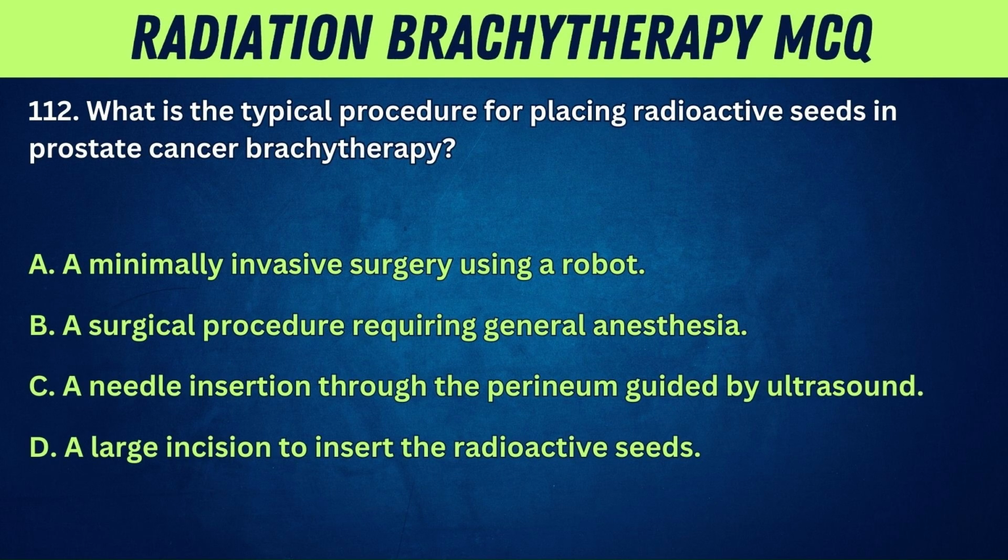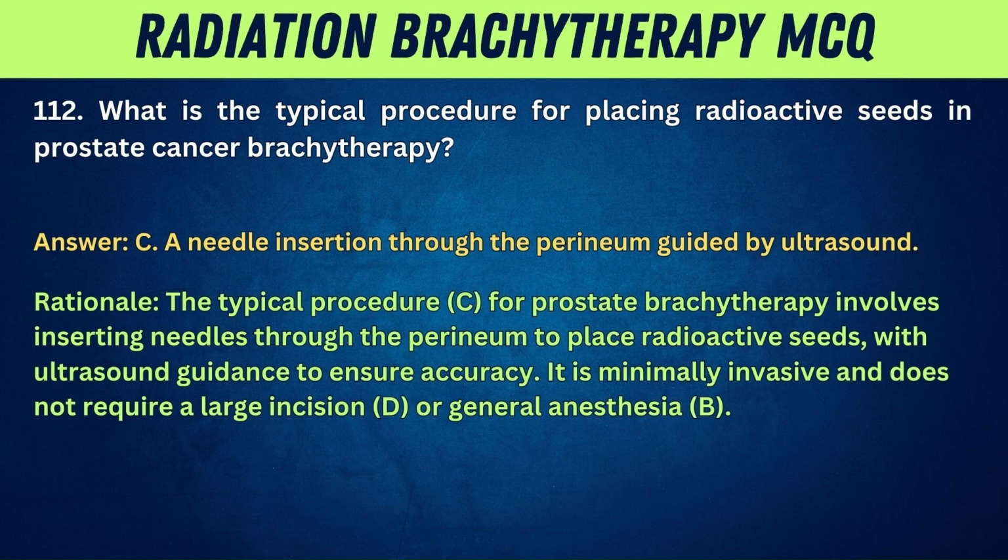112. What is the typical procedure for placing radioactive seeds in prostate cancer brachytherapy? A. A minimally invasive surgery using a robot. B. A surgical procedure requiring general anesthesia. C. A needle insertion through the perineum guided by ultrasound. D. A large incision to insert the radioactive seeds. Answer: C. A needle insertion through the perineum guided by ultrasound.